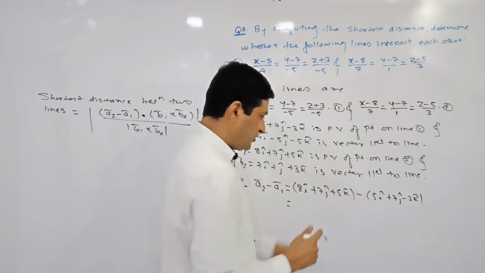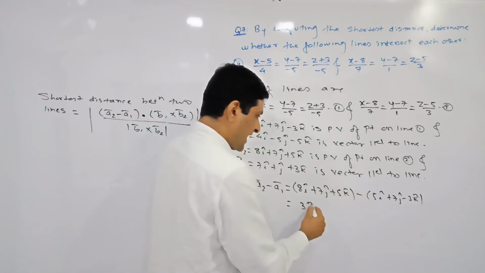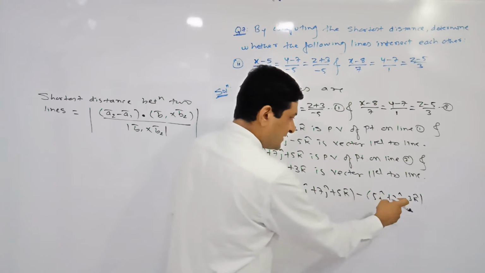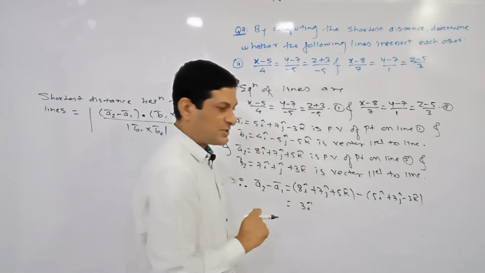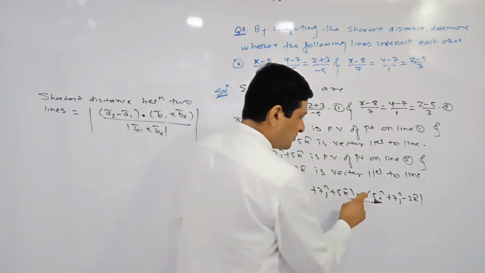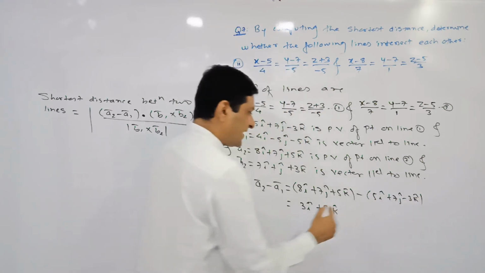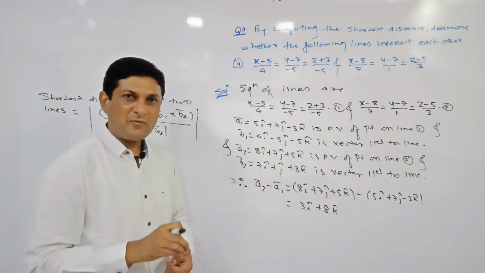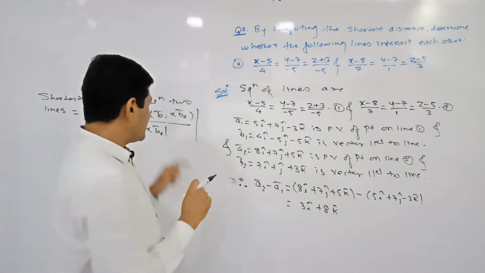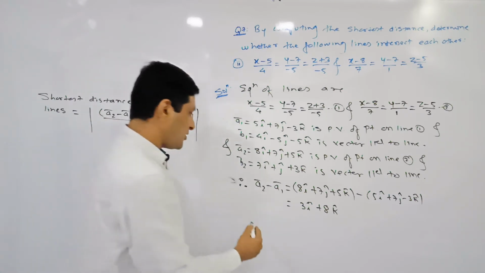8 minus 5 will be equal to 3, so 3i cap. 7 minus 7 means 0j cap, not necessarily 0. And lastly 5 minus means plus 3. 5 plus 3 is 8k cap. In this way we have got the value of a2 bar minus a1 bar, which is the second required value. Now b1 bar cross b2 bar.